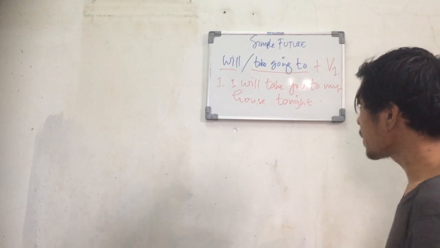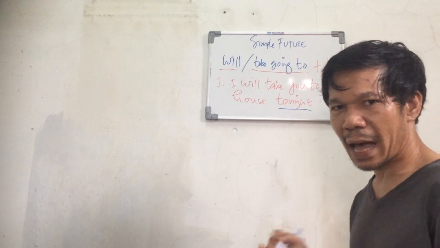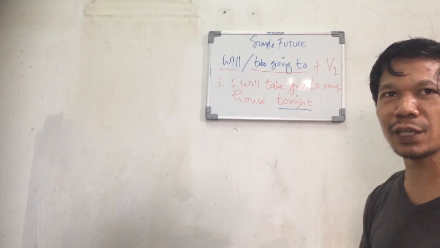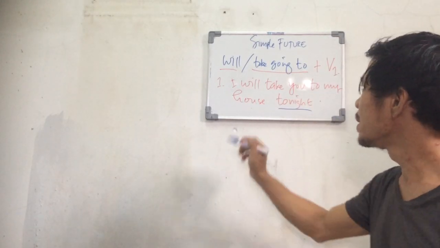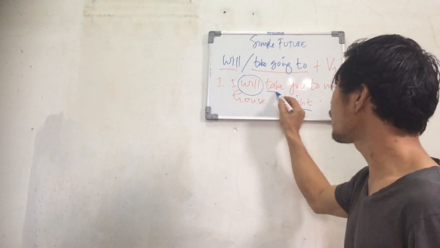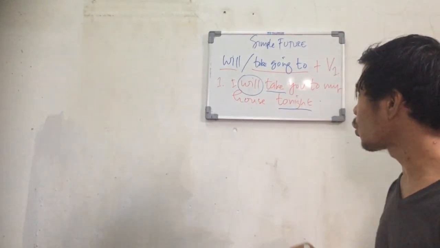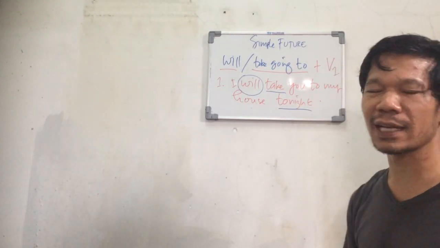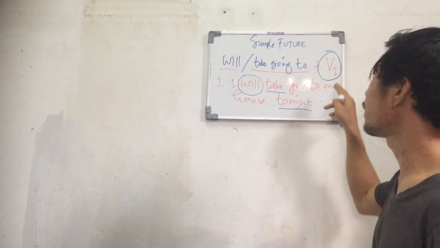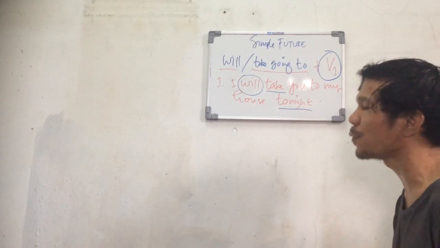Okay, remember the time signal for simple future tonight. This is still a plan. It will happen tonight, not today, not in the past, but tonight. So we use will as the auxiliary and take as verb one: will take, not will took, not will taking, not will takes. Will must be followed by only a bare infinitive, verb one, right? So this is the first example of a simple future sentence.